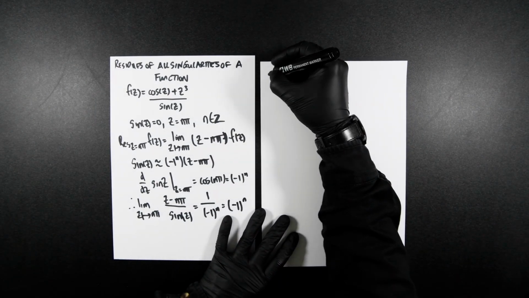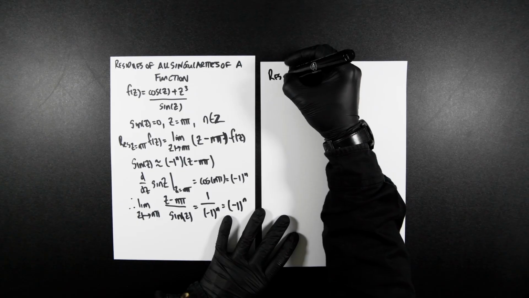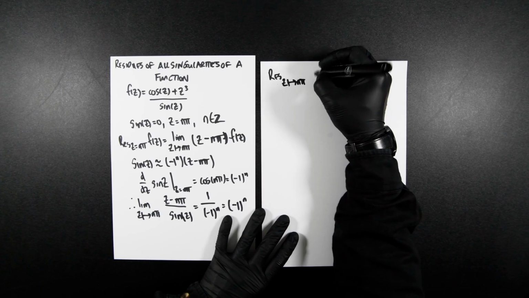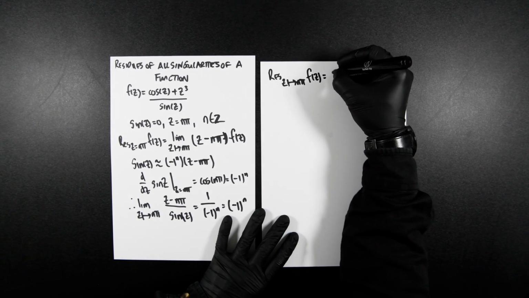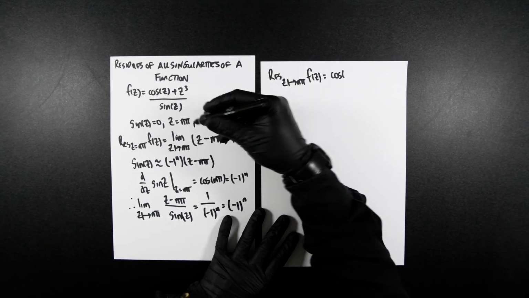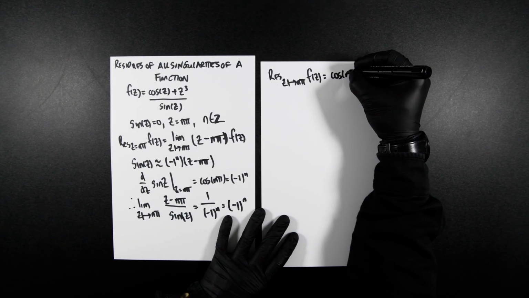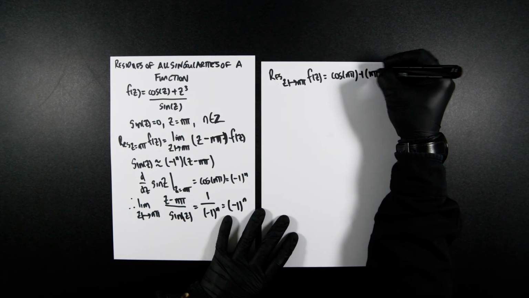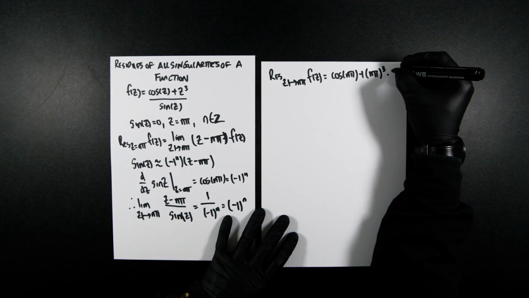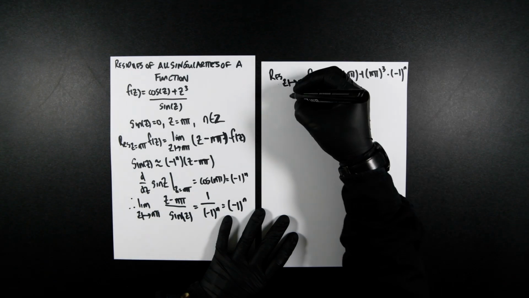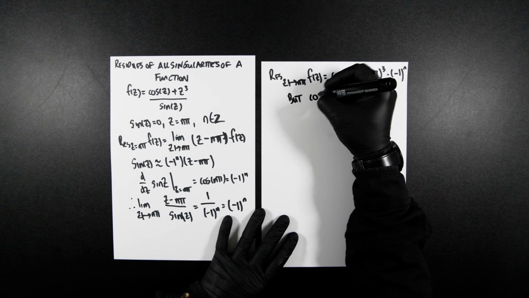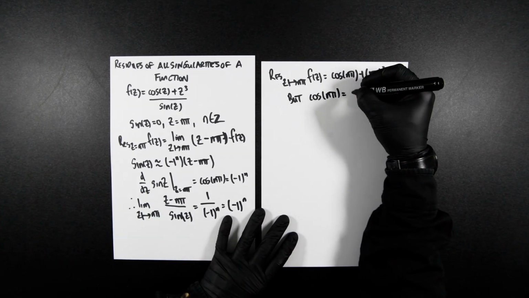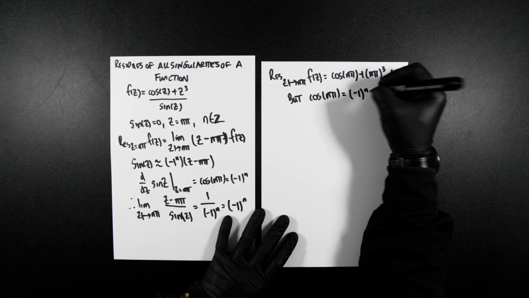So the residue at z going to nπ of f(z) would be cos, we know that z is equal to nπ, so let's plug that in, cos nπ plus, we've got z here, (nπ) cubed, multiplied by (minus 1)^n. But cos nπ equals (minus 1)^n.